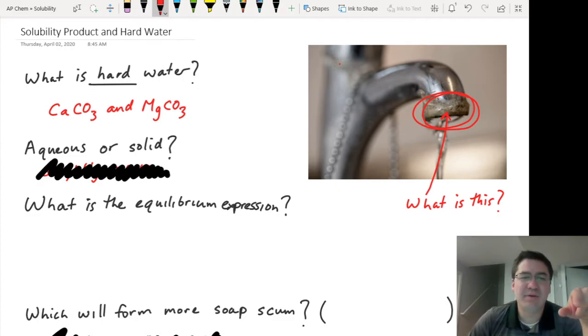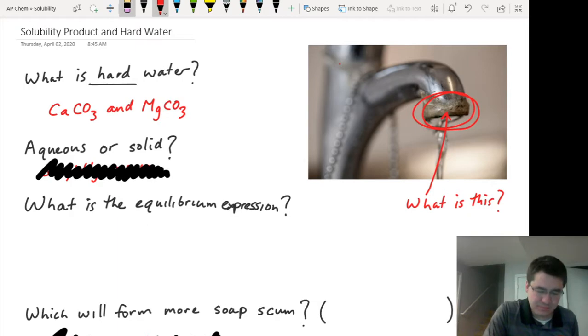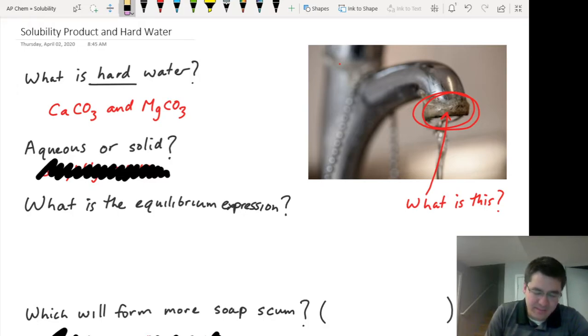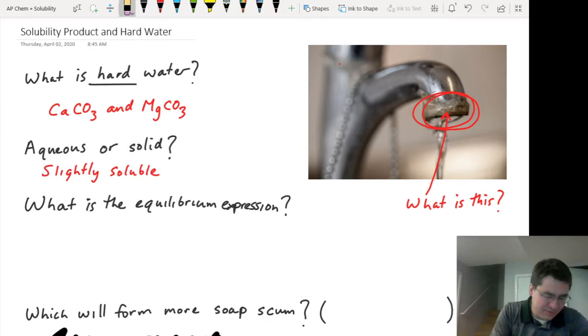these things that show up, calcium carbonate and magnesium carbonate, are they aqueous or solid? And would you expect them to be soluble or insoluble? This is kind of a weird question. They are solid when they form this scum on the faucet. Yes, both of them can be solid, but here's the weird part: they're slightly soluble.